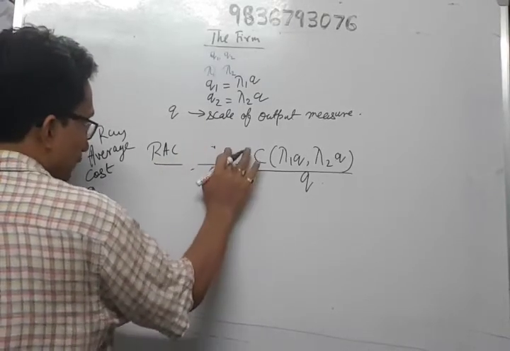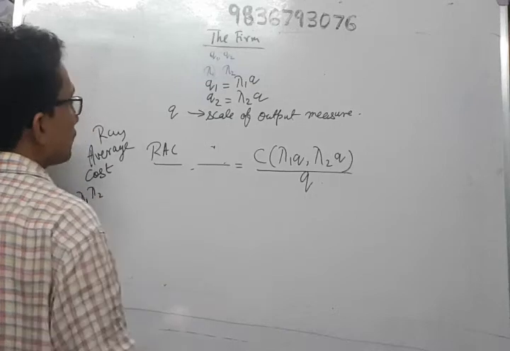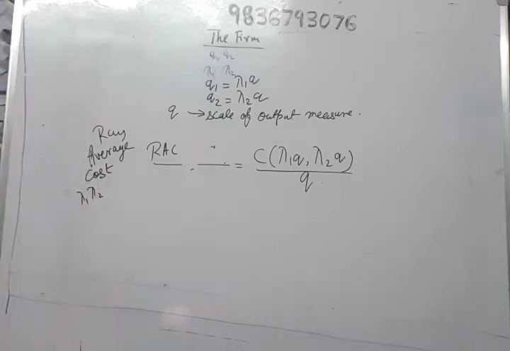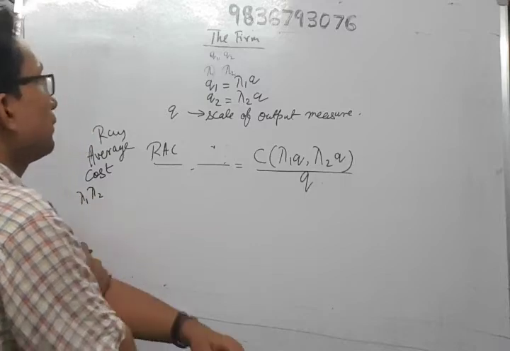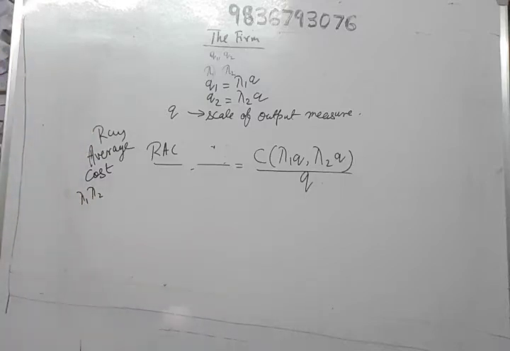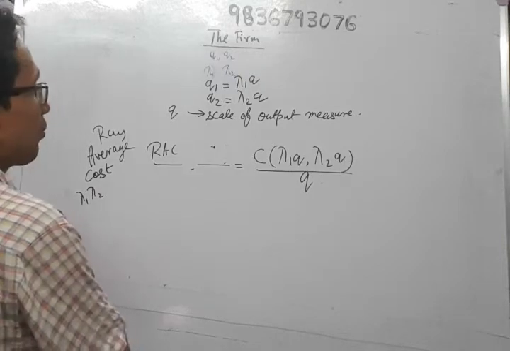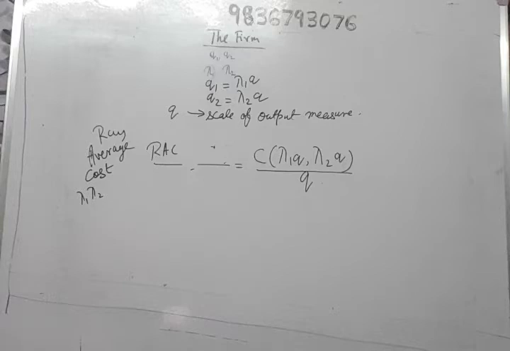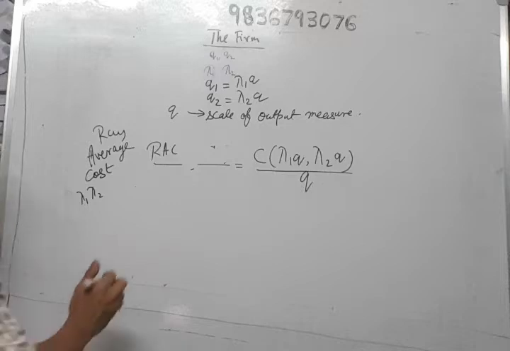So this is the Ray average cost concept which we are using, where the outputs are produced in proportion lambda 1 and lambda 2, subject to a scale of output measure Q, such that Q1 is equal to lambda 1 Q, Q2 is equal to lambda 2 Q. Then the Ray average cost of producing these two outputs is given by the cost of producing these two outputs together, that is lambda 1 Q and lambda 2 Q, divided by the scale of output measure, which is Q.